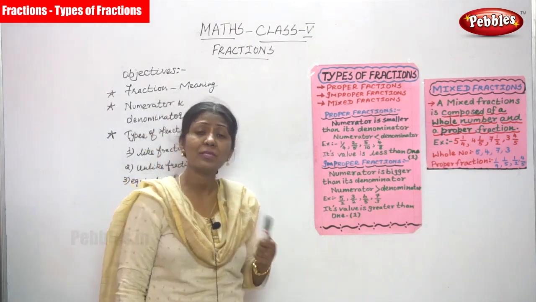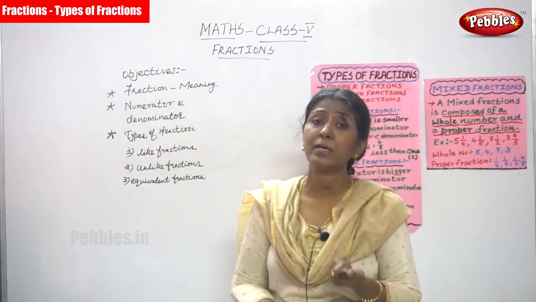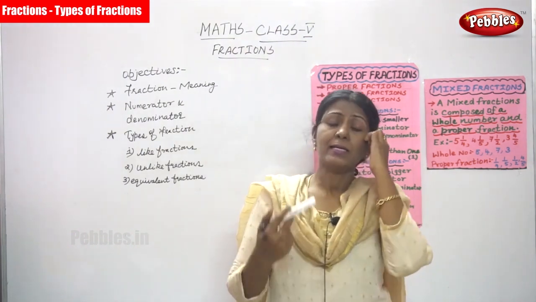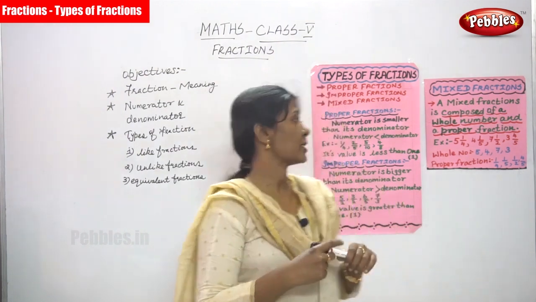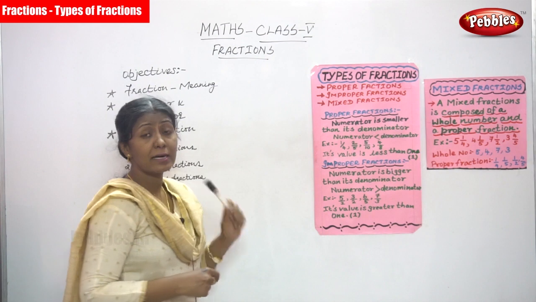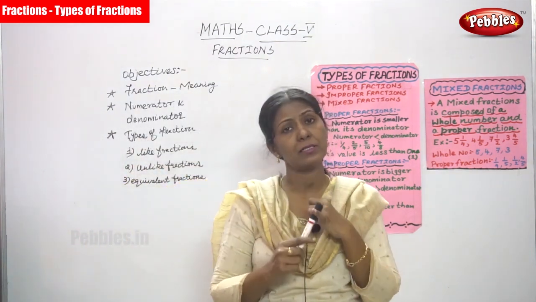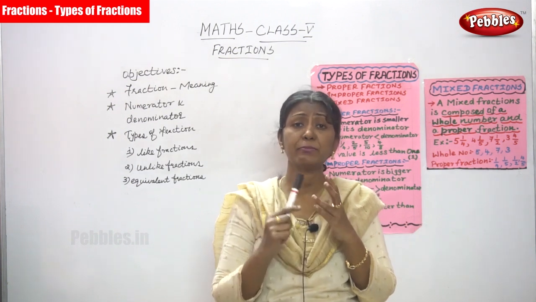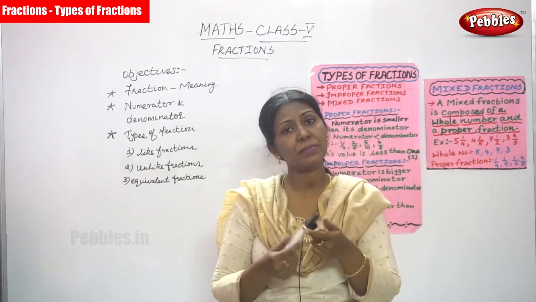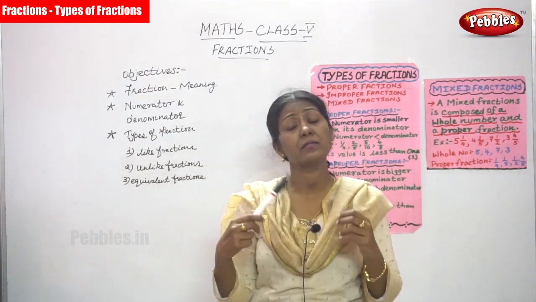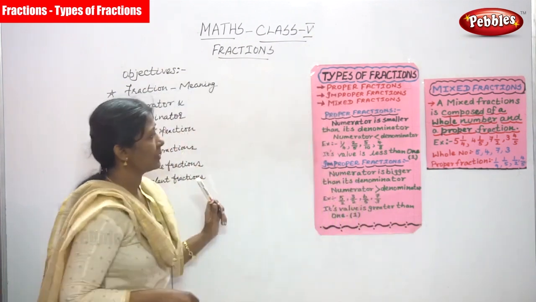The fraction examples I told you are 1 by 2, 2 by 5, 3 by 6, 4 by 9, 5 by 7, 8 by 6, 10 by 12. All these are examples of fractions. And after that, I told you about numerator and denominator. A fraction is made up of two numbers: the first is a top number, the next is a bottom number. The top number is called the numerator and the bottom number is called the denominator. I also gave an example for that.